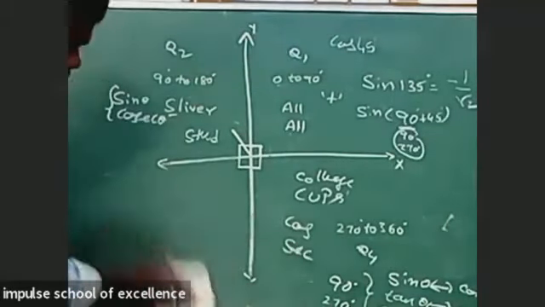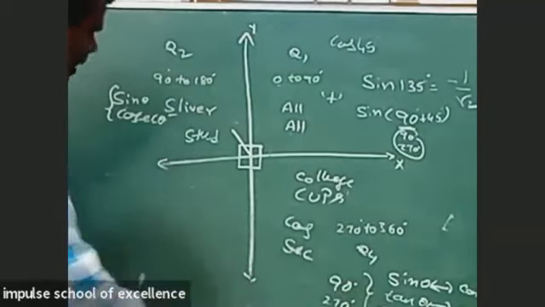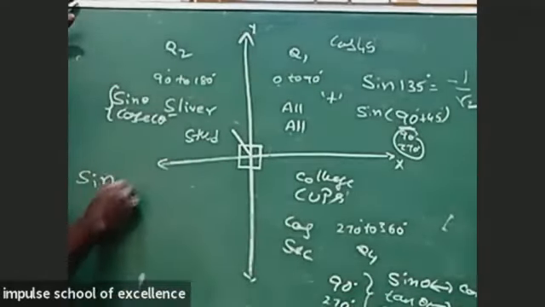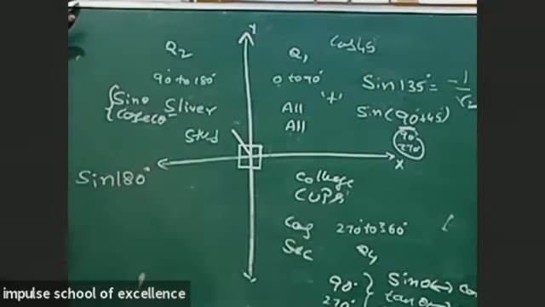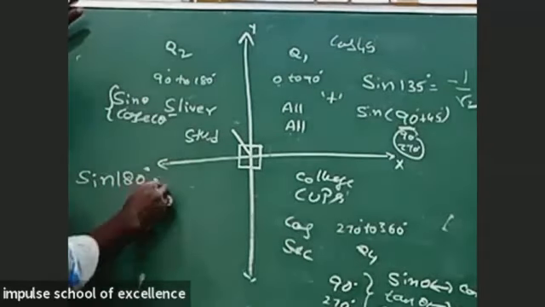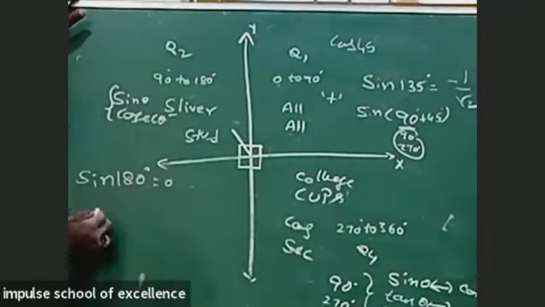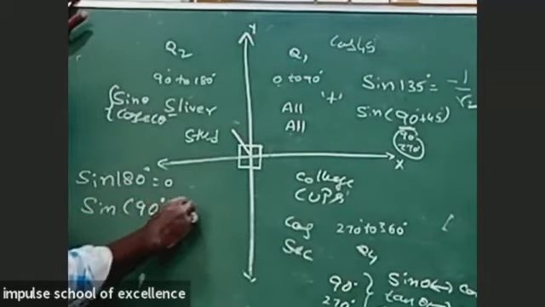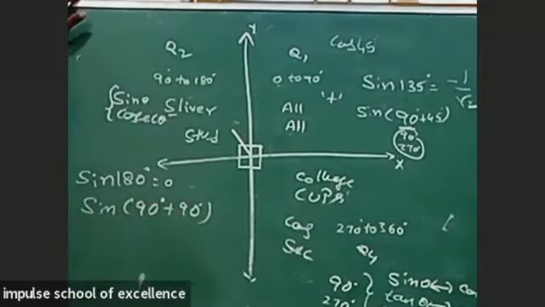So I gave the values, sin 180 degrees. How is sin 180 equal to 0? I gave it. Let us see. This sin 180 degrees we can't calculate directly. So I am going to write sin 180 degrees as sin of 90 degrees plus 90 degrees.